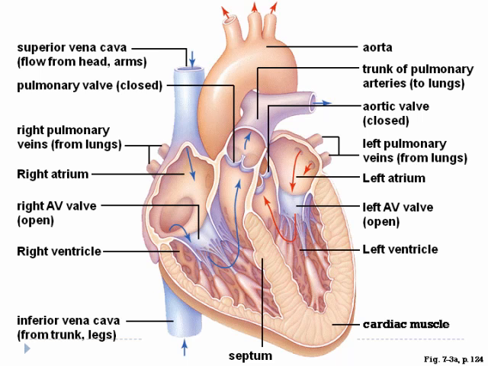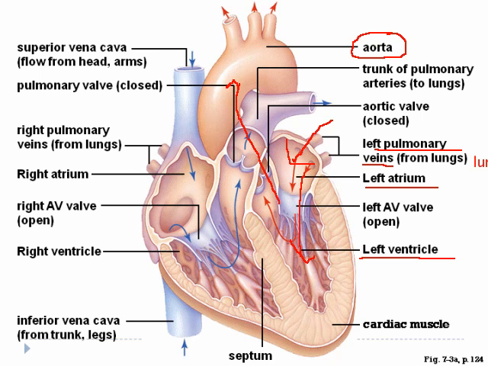On the left side of the heart, blood again comes into the atria from veins called pulmonary veins, and it comes into this left atrium. It then goes into this left ventricle, and it gets pumped out by a big artery called the aorta. On the left side of the heart, blood is coming from the lungs and going to the body.